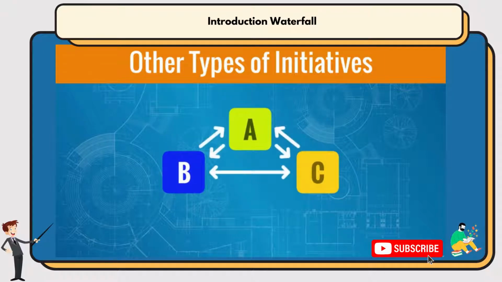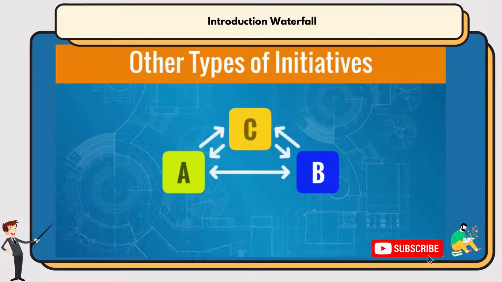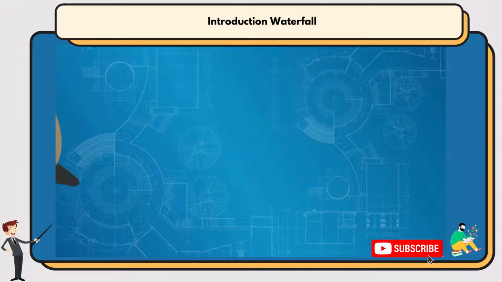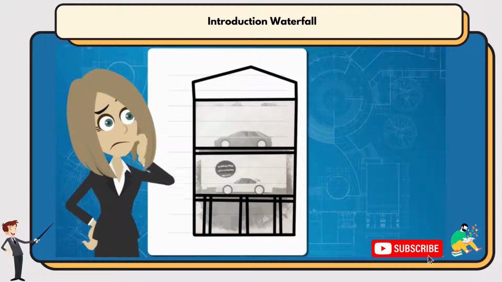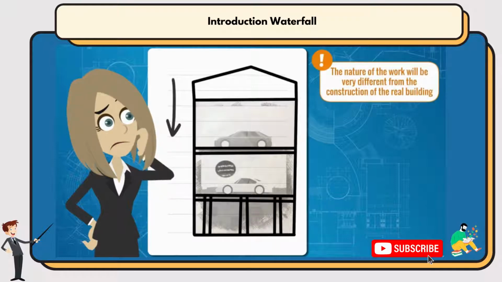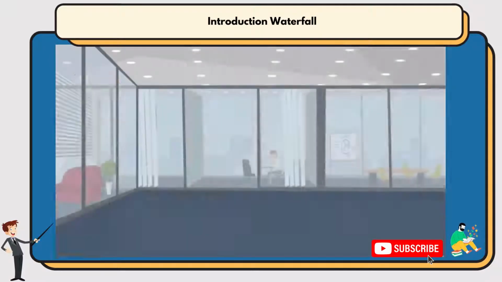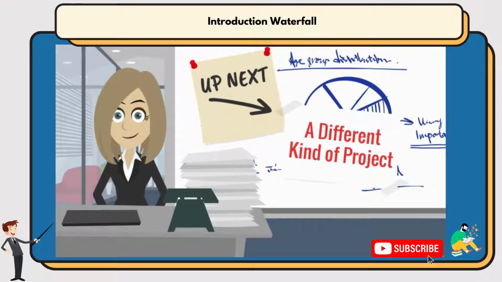The activities can be ordered in various ways, and the best one would be difficult to know in advance. For example, if your project is about creating a visualization of the showroom for the website, you could theoretically start with the roof, right? The nature of the work will be very different from the physical construction of the building. The dependencies between deliverables, the estimates and assumptions, the risks, the client expectations, and so on. Planning the whole project in detail and then trying to execute it without many changes would be much more difficult. Let's see a more detailed example of such a project in the next video.